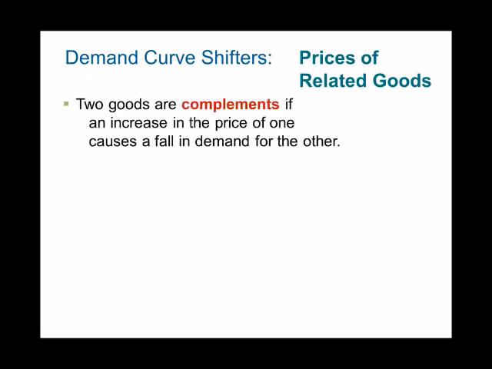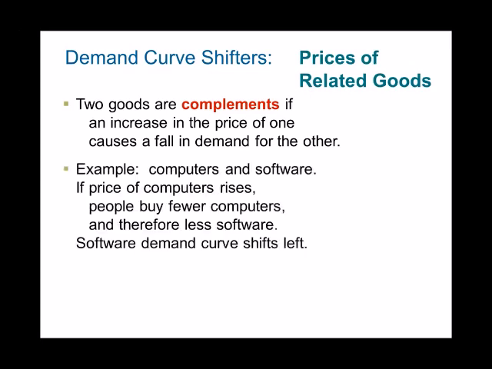There's another kind of goods that are complements, which basically go together. If you buy one, you need the other one. In this case, if the price of one goes up, the demand for the other one will go down. For example, computers and software. If you buy a computer, you need software to run it.